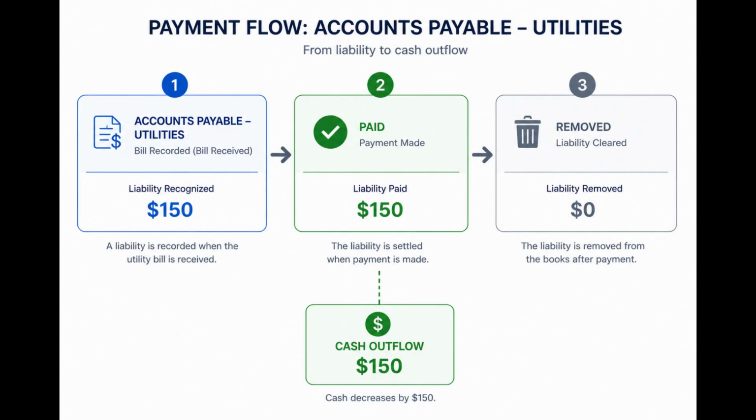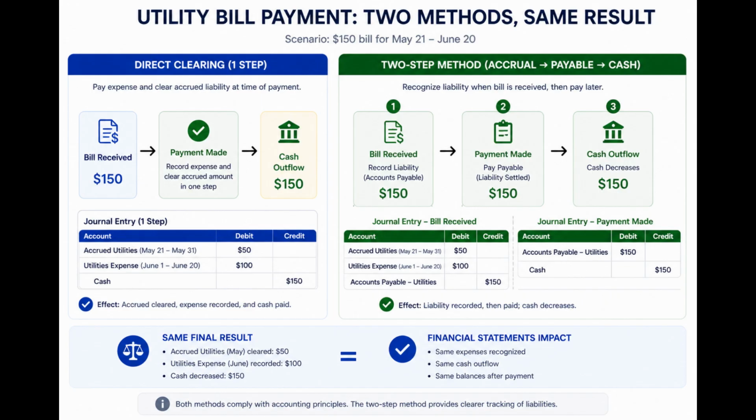Step two, when the payment is made, now you simply clear the payable. You debit your accounts payable, utilities for $150, and you credit cash for the other $150. Both approaches are correct. The difference is structure.